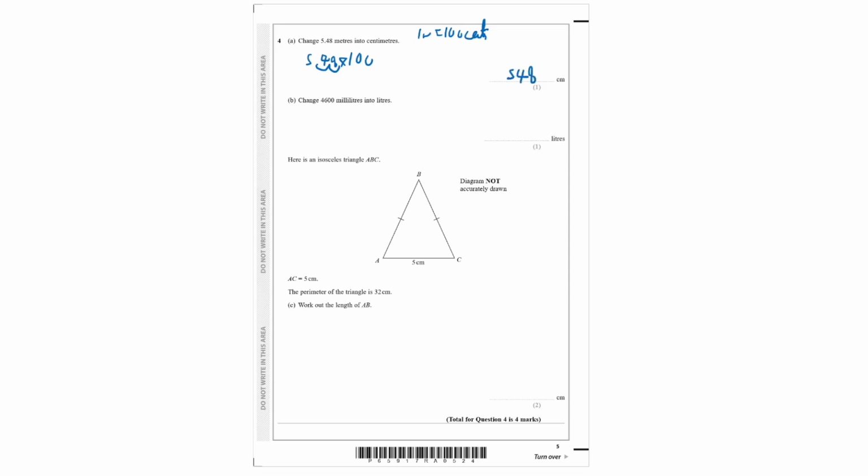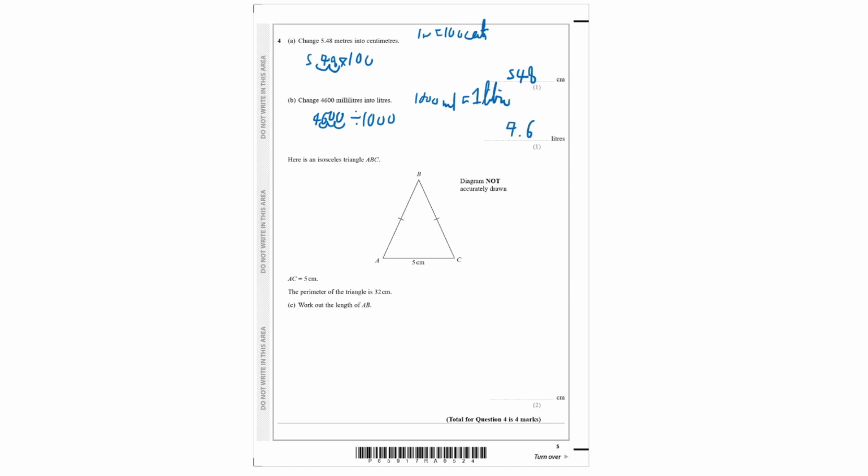Change 4,600 milliliters into liters. So we know that 1,000 milliliters is equivalent to 1 liter. So we can divide this value, 4,600, divided by 1,000. So we bring the decimal to the left 3 times, 1, 2, 3, and we get 4.6 liters.